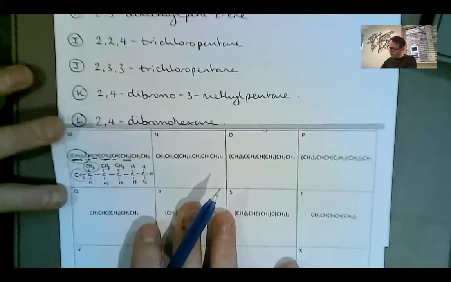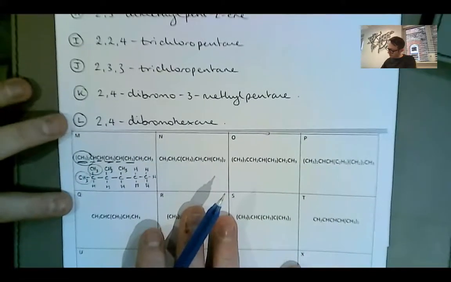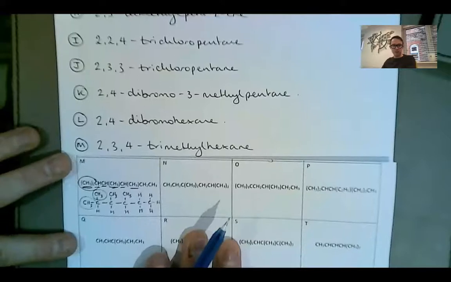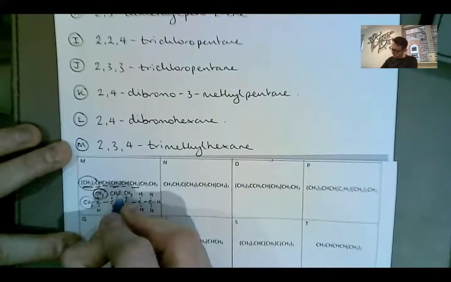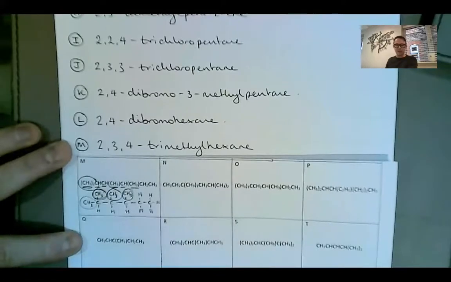So this is JKLM is what I'm on at the moment. 2, 3, 4 trimethylhexane.